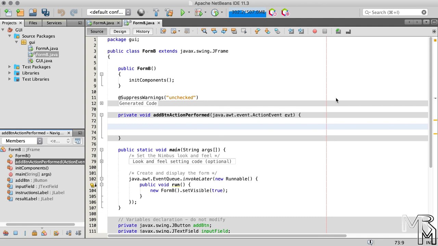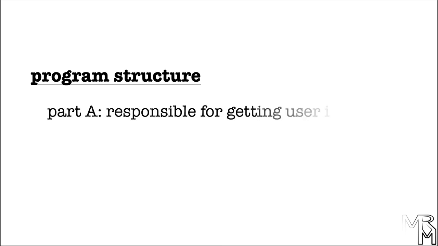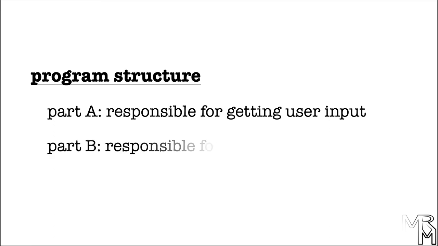Since we only have one button, we can write all the code in one place inside the button event handler. But we're not going to do that for some rather artificial reasons. The main reason is to practice using various programming techniques. So just like in the previous program, in this one we're going to split the code into two parts. A part that will be responsible for getting user input and converting it into a form more suitable for doing the math, and a part that will actually do the math.